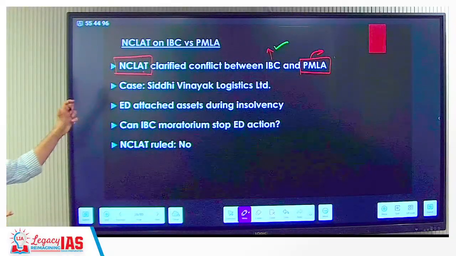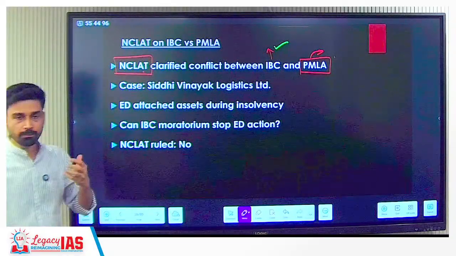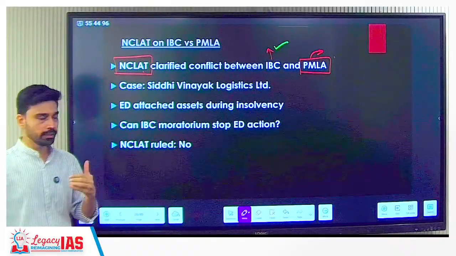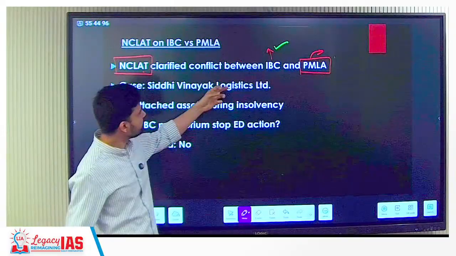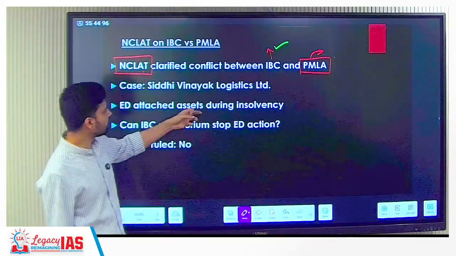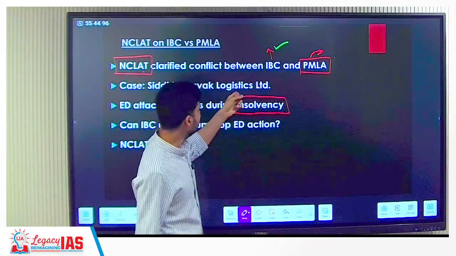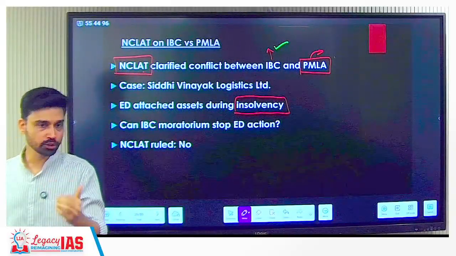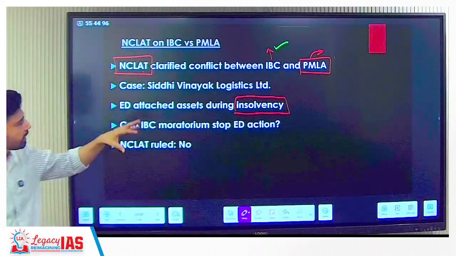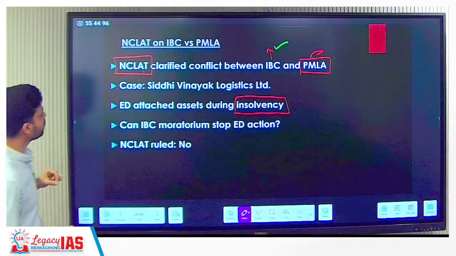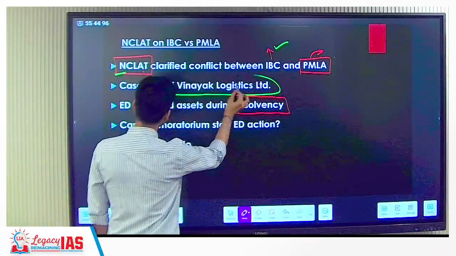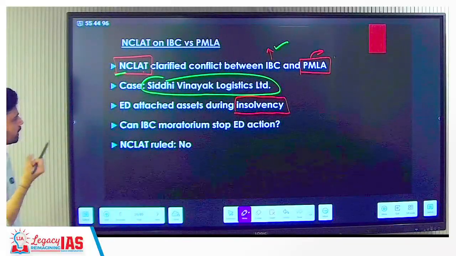Basically, some company is shutting down, right? The company might have taken a lot of loans. It might have issued shares to the shareholders and all that, right? So in that case, IBC proceedings continue. During insolvency, it is decided how much asset the company has. Assets have to be sold and creditors have to be given their money. So this entire resolution proceeding was going on. The issue was related to Siddhi Vinayak Logistic Limited. That company was at the heart of this dispute.